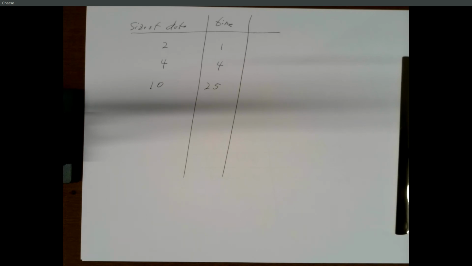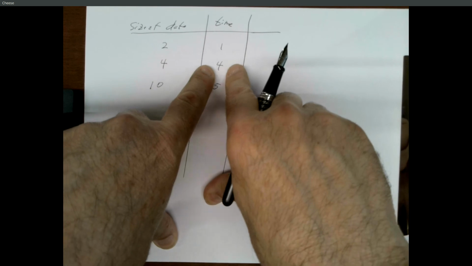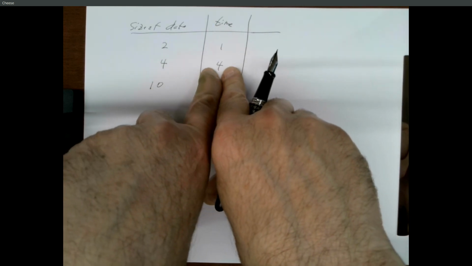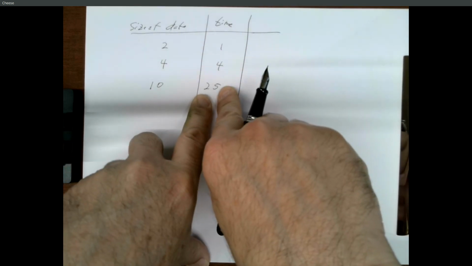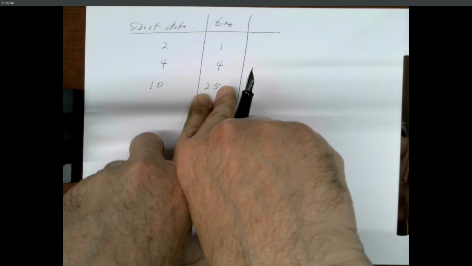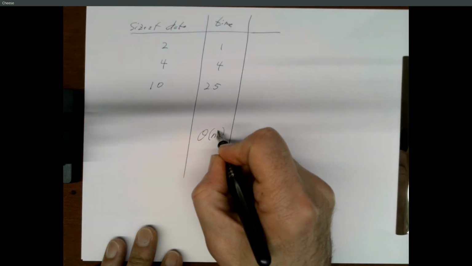So the effect here is when you multiply the size of the data by 2, you multiply the time by 2 squared. When you multiply the amount of data by 5, you multiply the time by 5 squared. Okay, so this is order n squared.